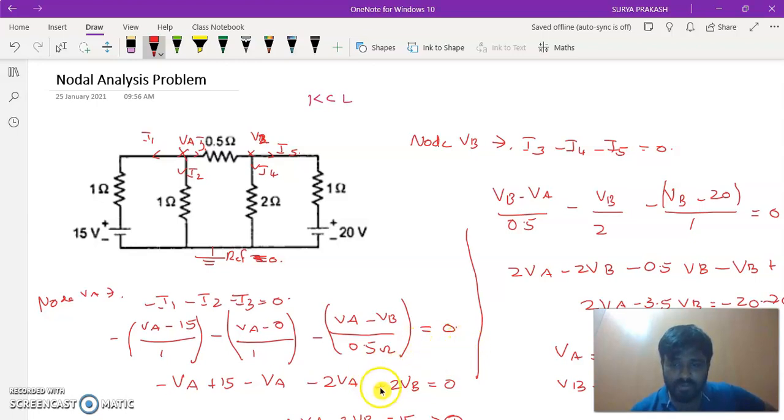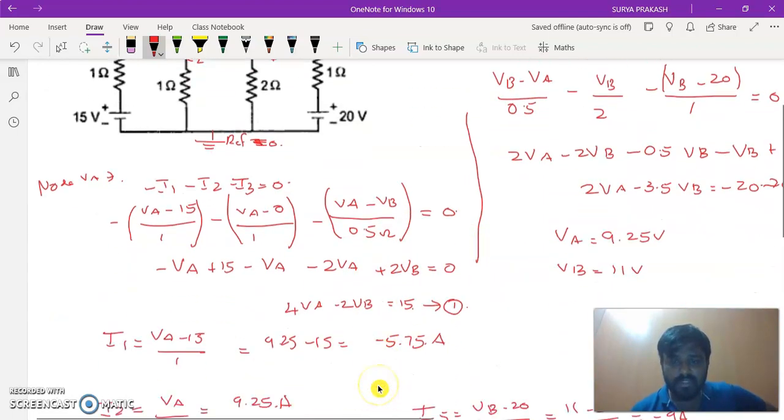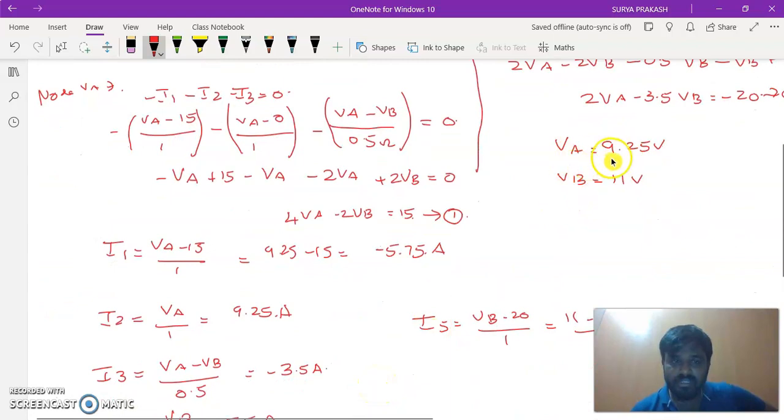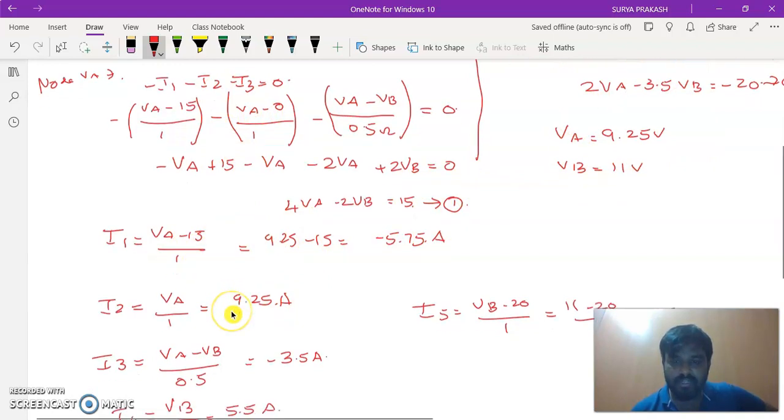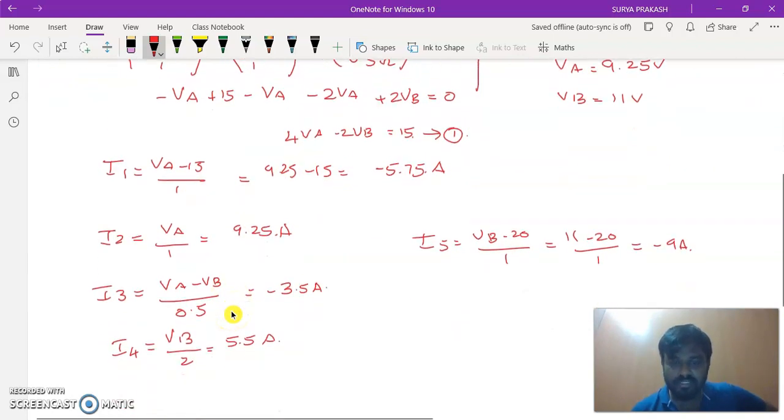Then solve these two equations and you will get the values of the nodal voltages. Once you have the nodal voltages, you can solve the current equations to obtain the different currents flowing through the different resistance values. So that's all about nodal analysis.